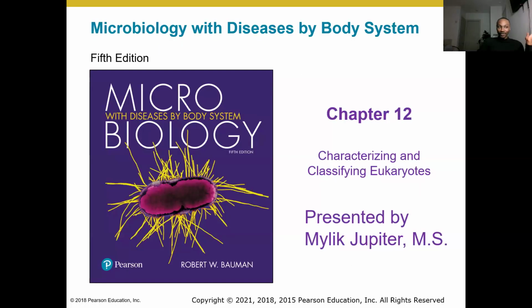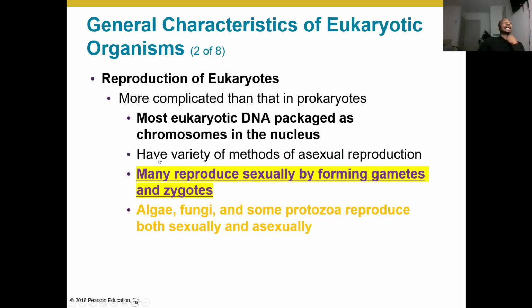Chapter 12, characterizing and classifying eukaryotes. When we look at the reproduction of eukaryotes, it's a little more complicated than in prokaryotes, because most eukaryotic DNA is packaged in chromosomes in the nucleus. When two gametes, two sex cells, like egg and sperm, come together, they form a zygote.